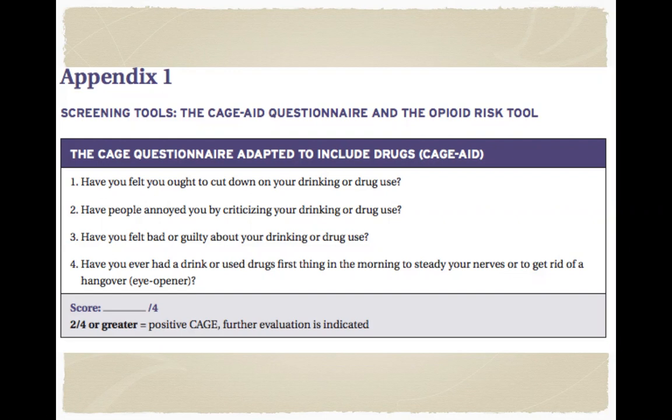So just to review the questions here: Have you felt you ought to cut down on your drinking or drug use? Have people annoyed you by criticizing your drinking or drug use? Have you felt bad or guilty about drinking or drug use? Have you ever had a drink or used drugs first thing in the morning to steady your nerves or get rid of a hangover?